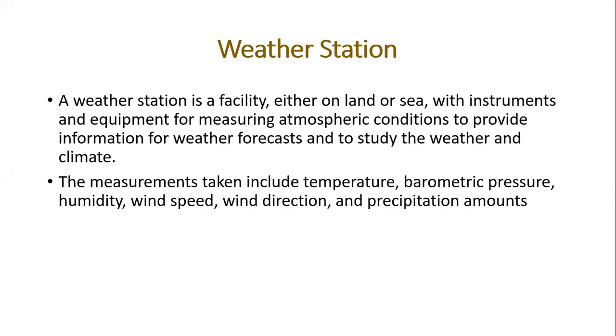the instruments or equipment for measuring atmospheric conditions to provide information for the weather forecast and to study the weather and the climate. So a weather station is basically a place, on land or sea, with the various instruments that measure the atmospheric conditions of a place to determine the weather forecasting and to study all about the weather. The measurements taken include temperature, barometric pressure, humidity, wind speed, wind direction, and the precipitation amounts. So these are all measurements that can be taken in a weather station.